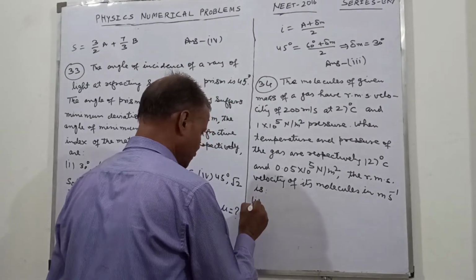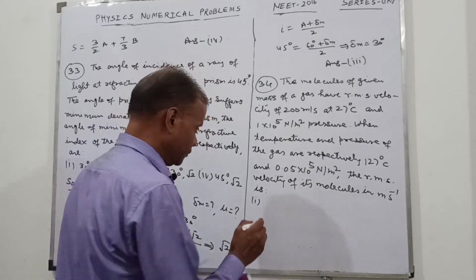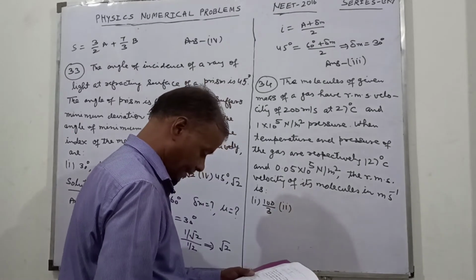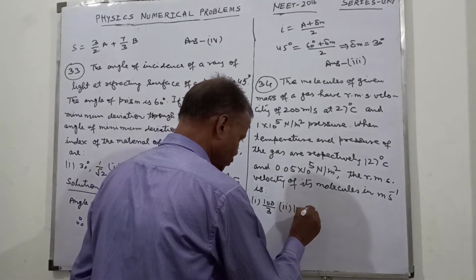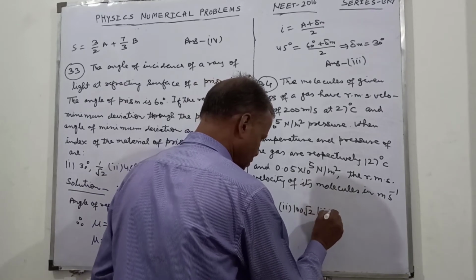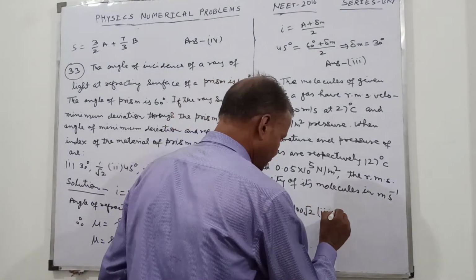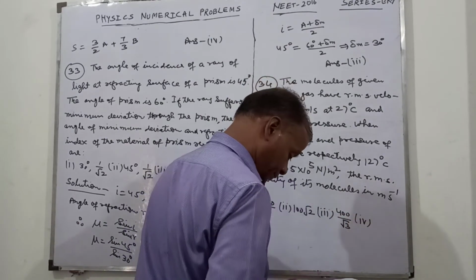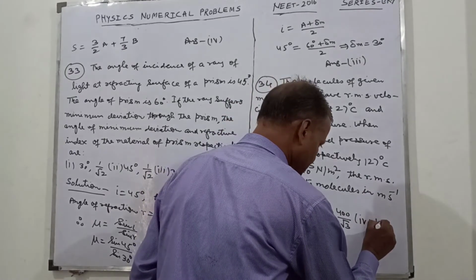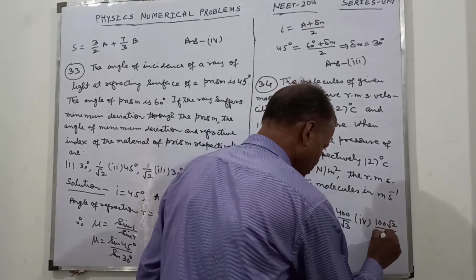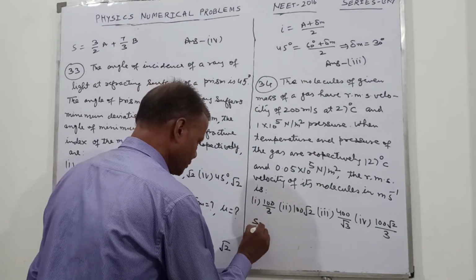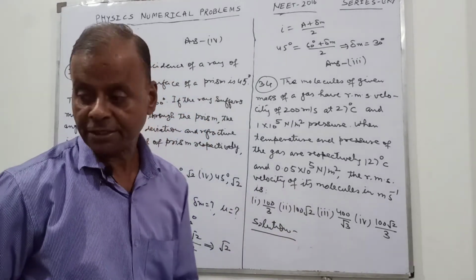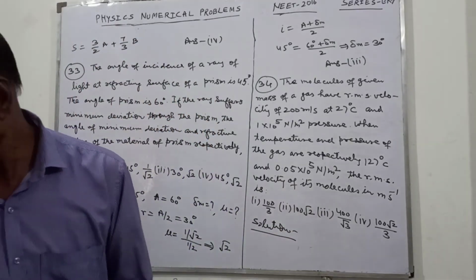Now the options. First option is 100/3. Second is 100√2/3, and third is 400/√3. Fourth is 100√2/3. Now the solution. You are given the temperature and pressure of the gas.